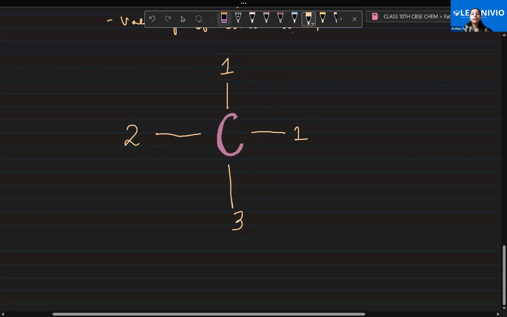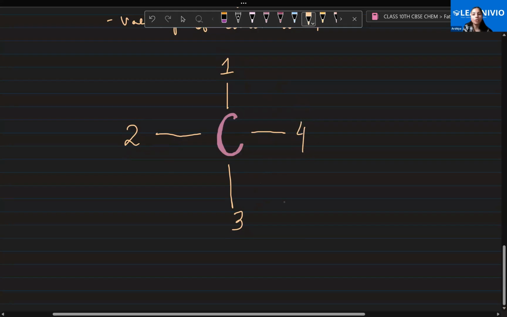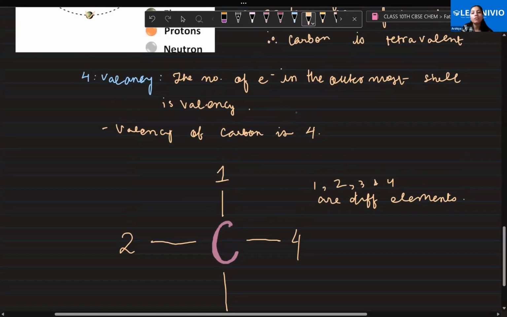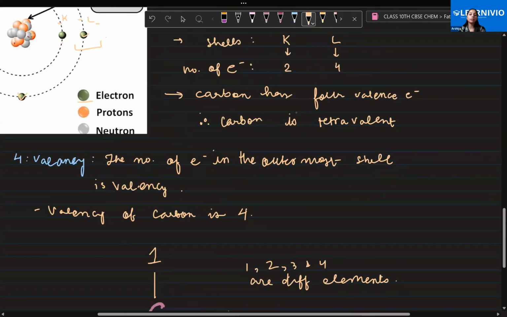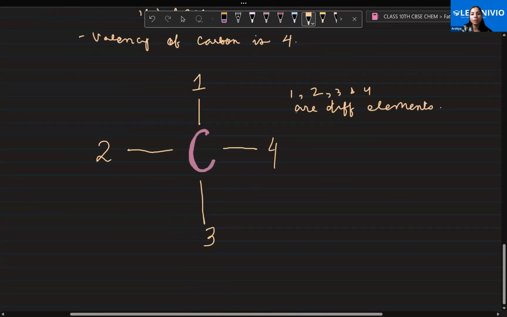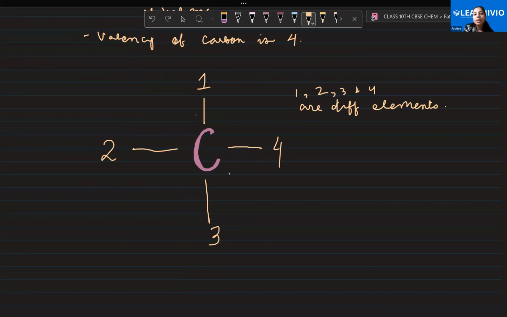So it can bond like this, and it can even bond with all 4 different elements. Here 1, 2, 3, 4 are different elements, right? Yes. 1, 2, 3, and 4 are basically different elements. So at this point of valency, when you have a question like why is it tetravalent, then you can add that it can bind with 4 different elements, or it can bind with elements on 4 sides. Okay, now this is where the whole organic chemistry arises.